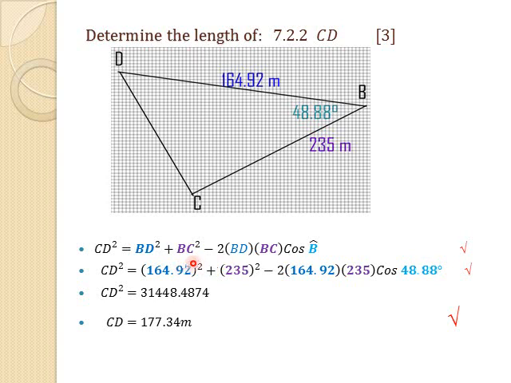Right? If I put that all in my calculator, you should get the answer of 31,448,484. Then I find the square root of both sides. So therefore CD equals 174,34 meters. So 1 mark for cosine rule, 1 mark for correct substitution, 1 mark for final answer. Right, so hope you follow.